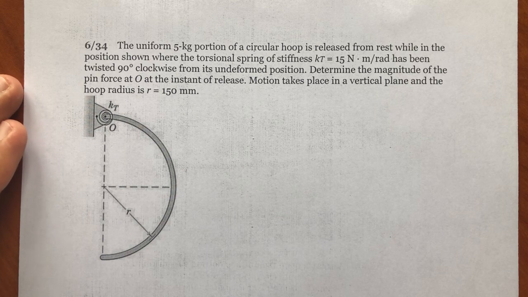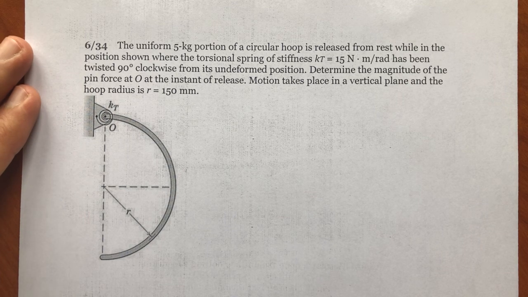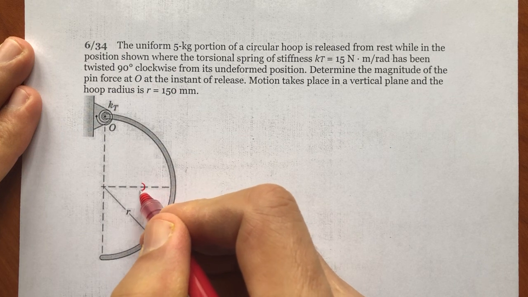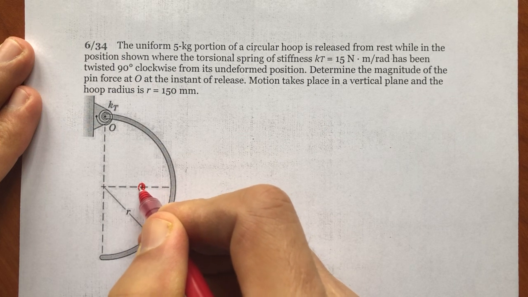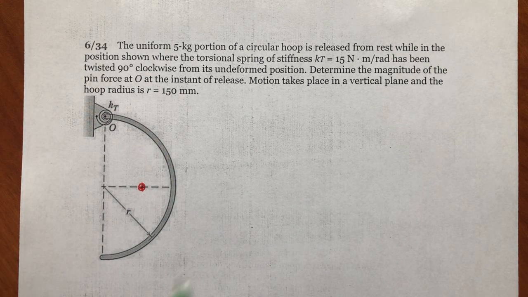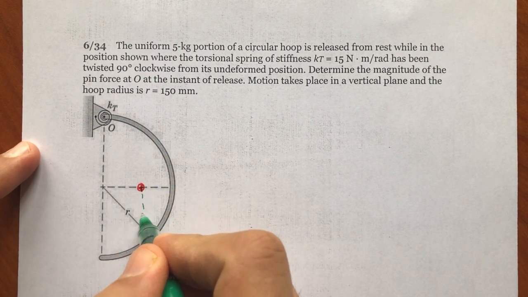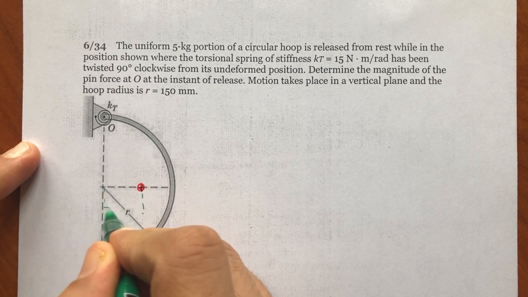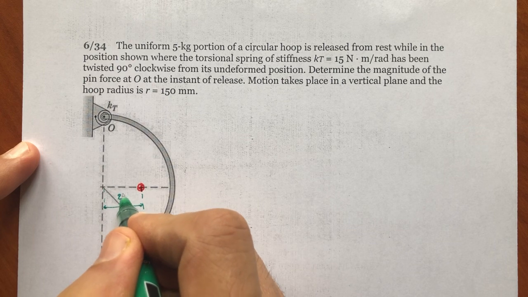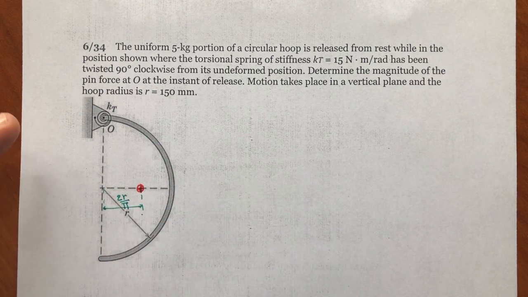And like the other problems, the first step is always drawing the free body diagram and choosing the coordinate system that you want to use. The centroid of half a ring is going to be somewhere here. If you look at the tables at the back of your book, the distance of the centroid for half a ring from the center of the circle is 2r divided by pi. We know that from the table.